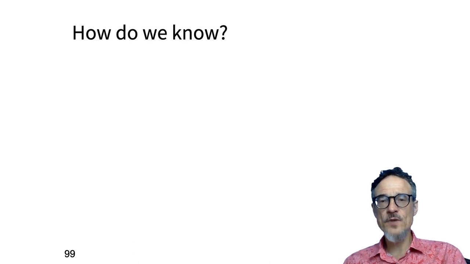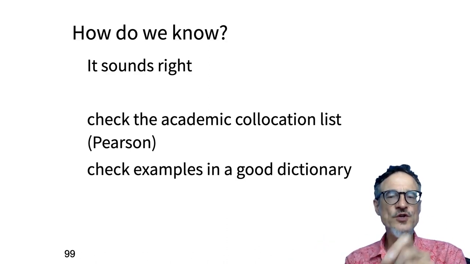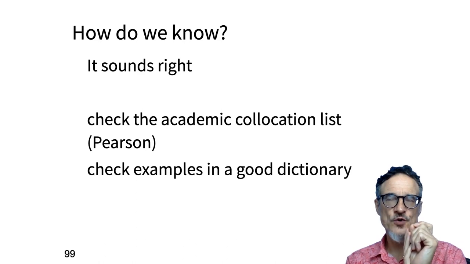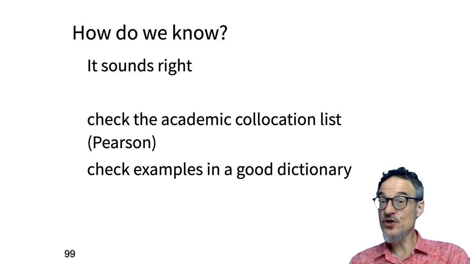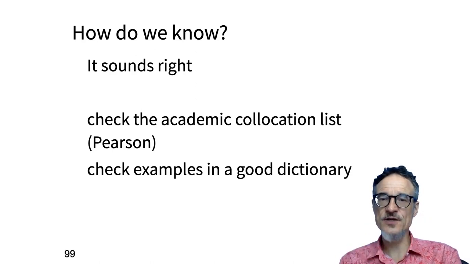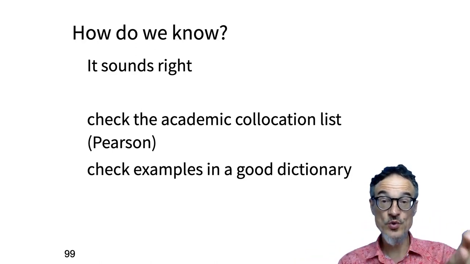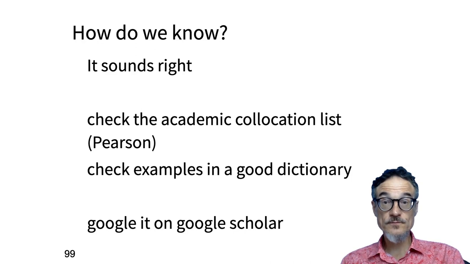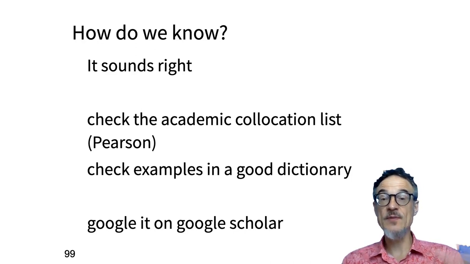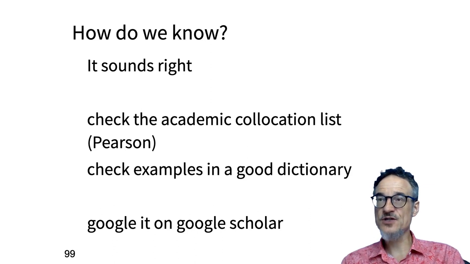How do we know then, if we've read enough, that these collocations will sound right? When we're writing, we know which word comes next. If you want to check, there is an academic collocation list, so you can check online for this. If you have a good dictionary, it doesn't just tell you the meaning of the word. It also gives you a few sentences, and those sentences should tell you which words go together with the word that you're trying to use. And we can also use Google. Putting a phrase into Google and seeing how many times it appears will tell us how common that collocation is and whether we've got the right words to match together.